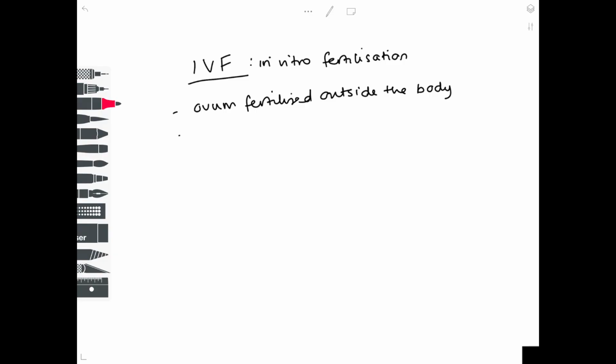IVF, now that's quite famous because it's a method used to help couples who are struggling to conceive, and that's actually known as in vitro fertilization. What happens here is the ovum or the egg is fertilized outside the body. It tends to happen inside a laboratory, and then once that egg has been fertilized, it's placed within the uterus of the female. And that's been an amazing way of helping couples who previously couldn't have a baby conceive.